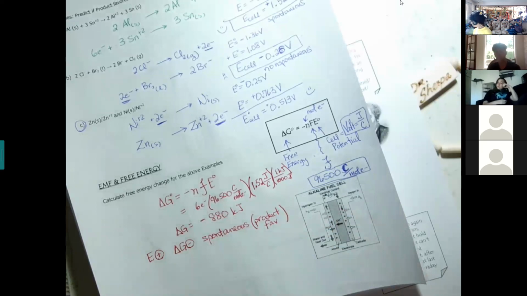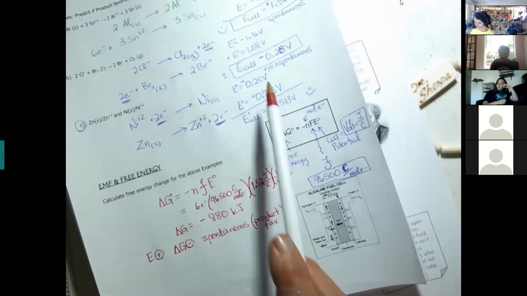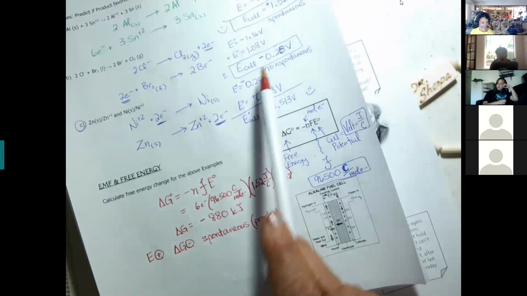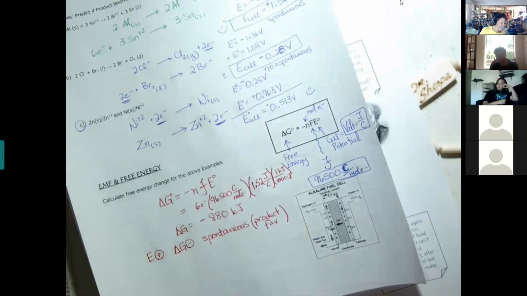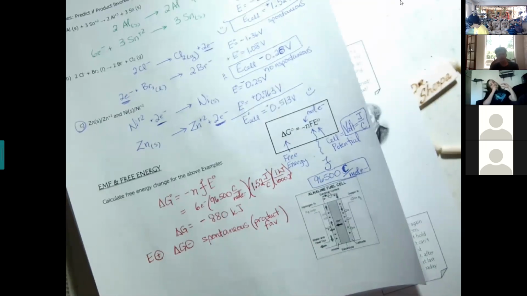So if we do the second one, what kind of delta G will we get, positive or negative? Well, if E is negative, delta G will be positive. I'm looking to see if my answer key is handy so I can give you guys numbers. No, of course it's not.